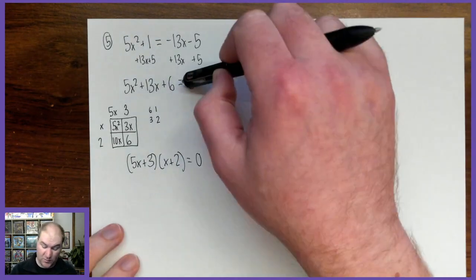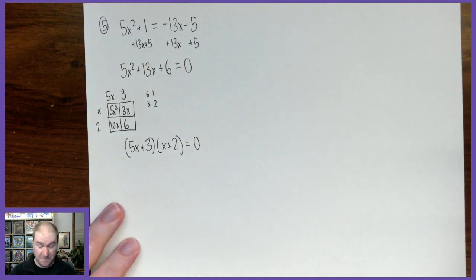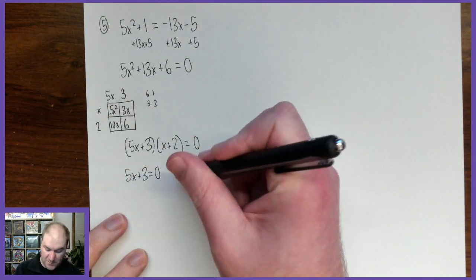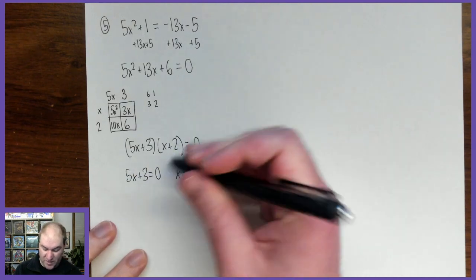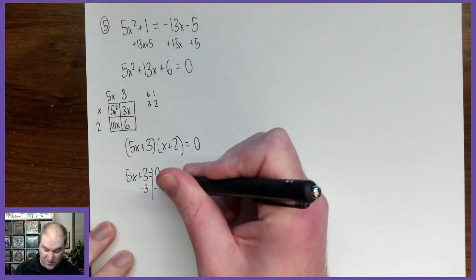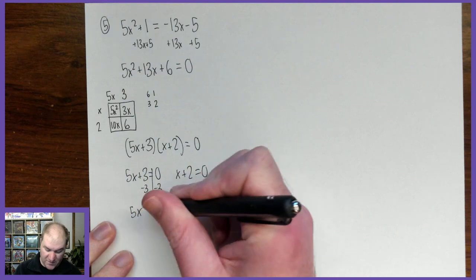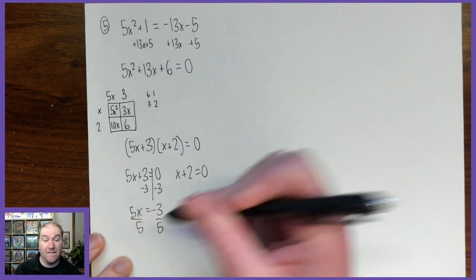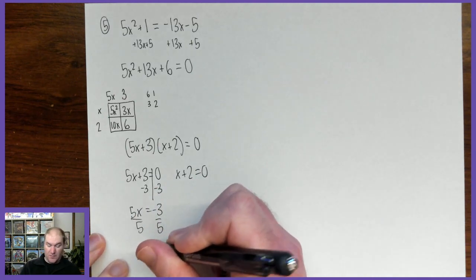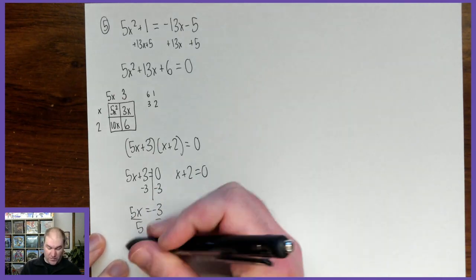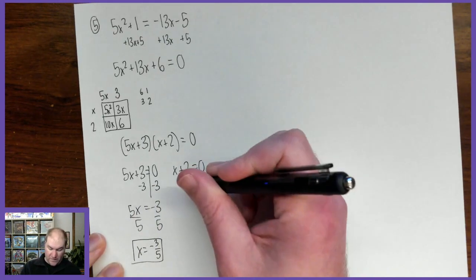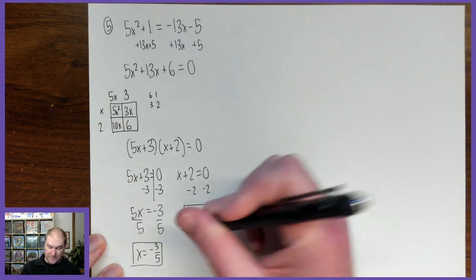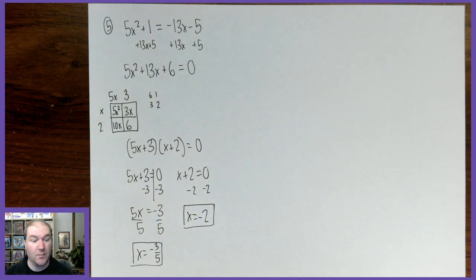So it's equal to 0. We factored it completely. Now we're going to set each factor equal to 0. And then we're going to solve these equations. Let's do minus 3 to get 5x equals negative 3. Divide by 5 and get x equals negative 3/5 for this answer. And for this one, a little simpler, x equals negative 2. So there's our answer for number 5.